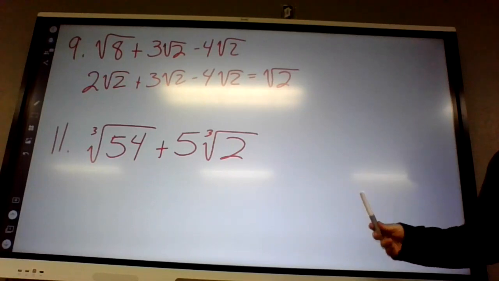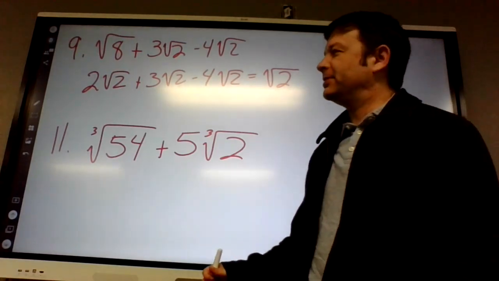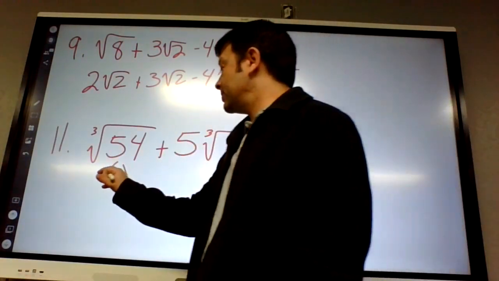Skylar, any ideas what we could do first? You guys are twins. Did you plan that? Yeah, that's fine. There's 2 of them. Simplify the what? The 54. Right. Do the factor tree for the 54.